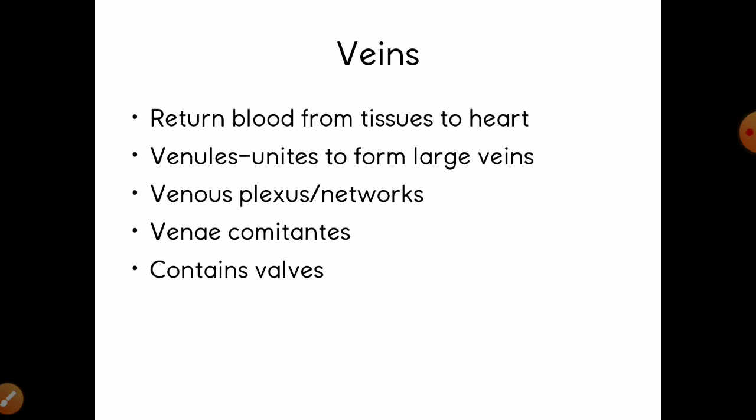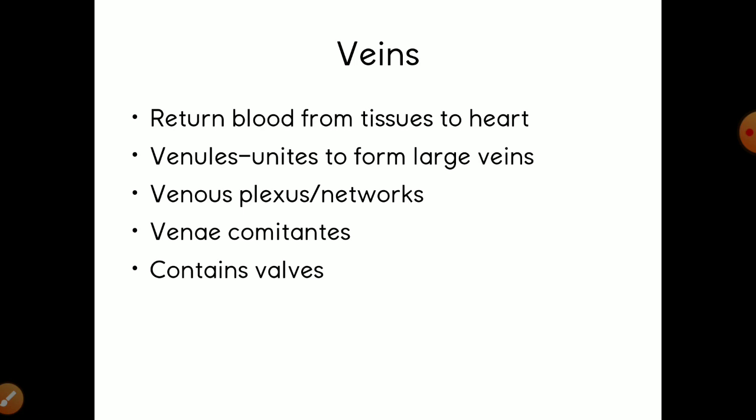Many veins contain valves, which prevent the backflow of blood. The valves support the columns of blood superior to them, for example in the legs, and divide these columns into smaller amounts of less weight. This facilitates the return of blood to the heart and prevents pooling of blood.